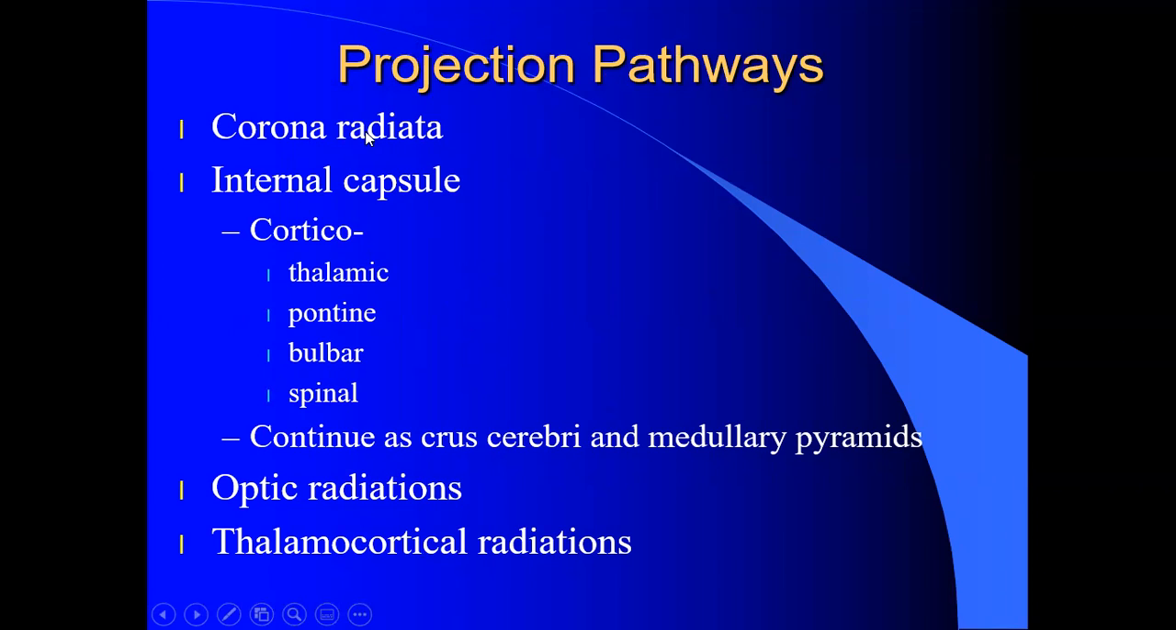We're going to look at the corona radiata. We're going to look at internal capsule. So now we're looking at projection pathways here. Our projection pathways are corona radiata and internal capsule. They're all the same, right? It's a projection pathway going out, but they get off at different places: corticothalamic, corticopontine, corticobulbar, corticospinal. They travel down the brainstem as the crus cerebri, as the basis pontis, as the medullary pyramids. We're also going to look at projection pathways that are the optic radiations and the thalamocortical radiations.